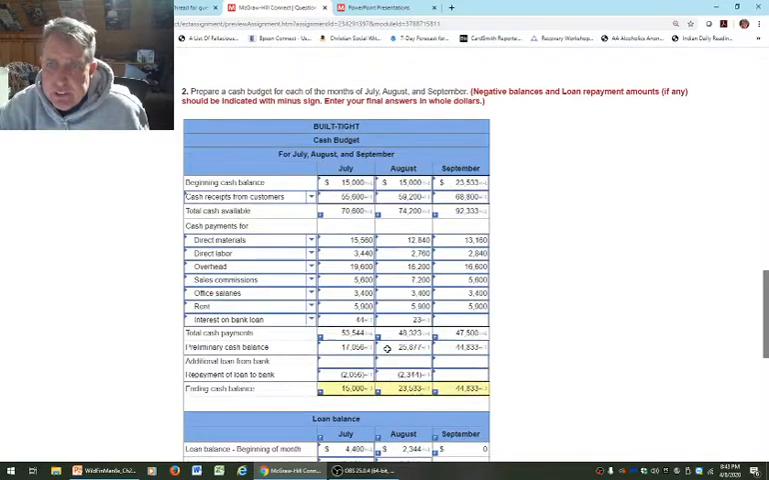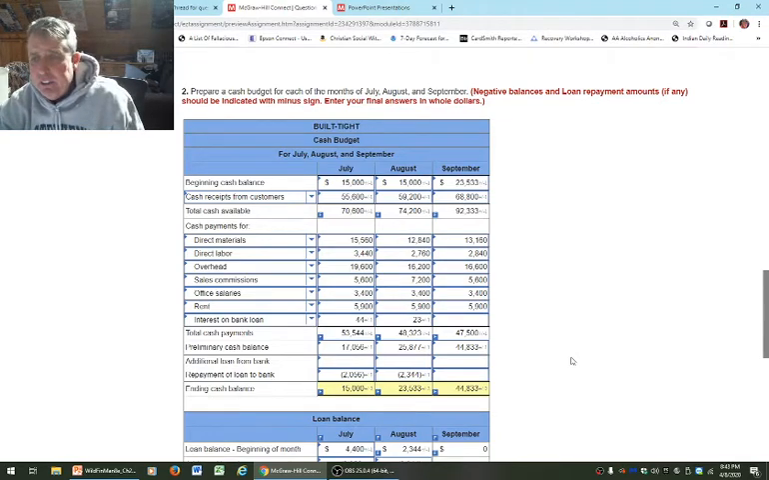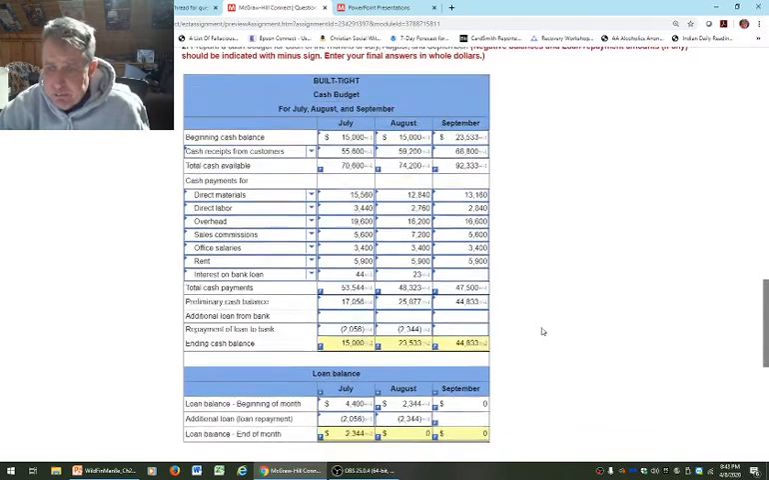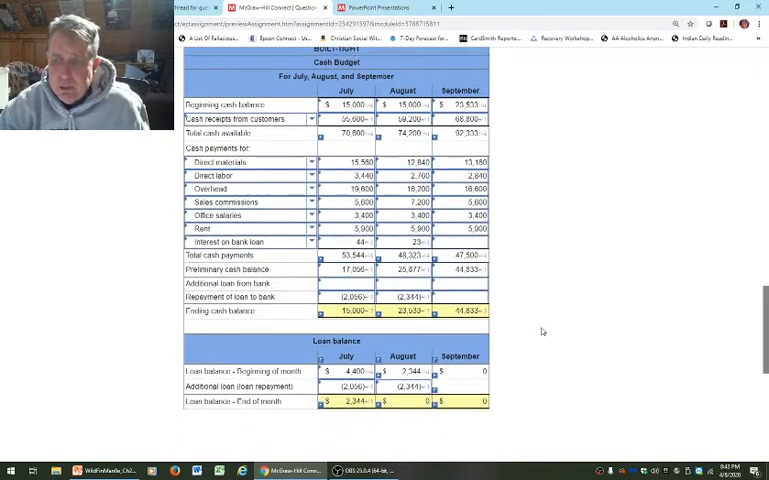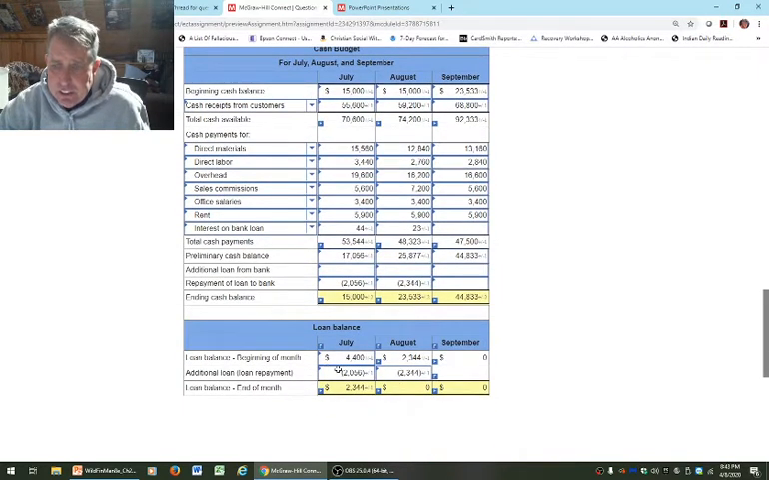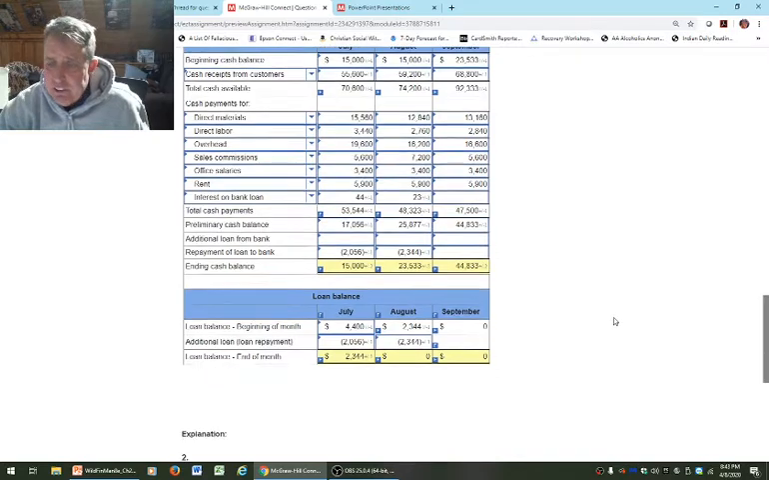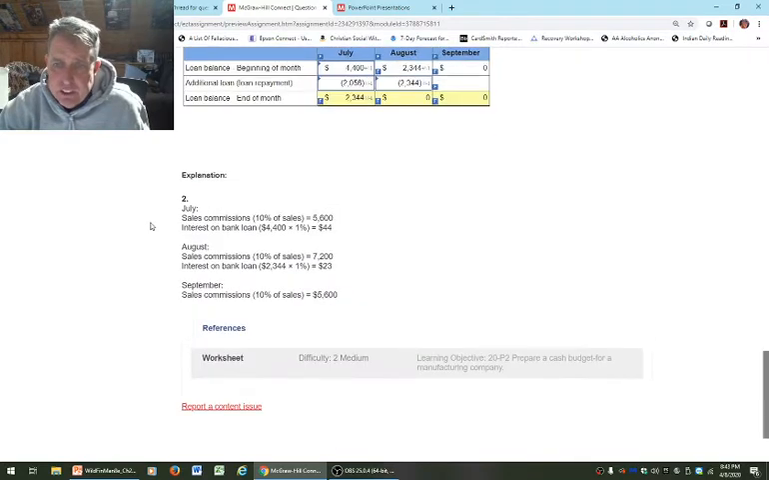Now, this one is a bear, but it looks just like that PowerPoint that we looked at. So you can use that as a template, or you can use this one as a template to kind of figure out where we're going here. See, they got to repay some loans down here. And here's the computation from the question.